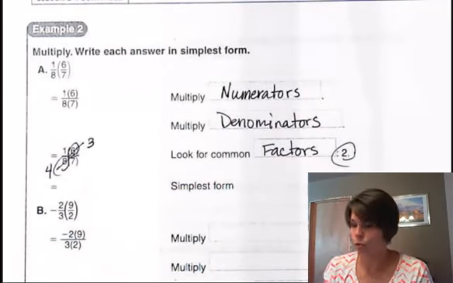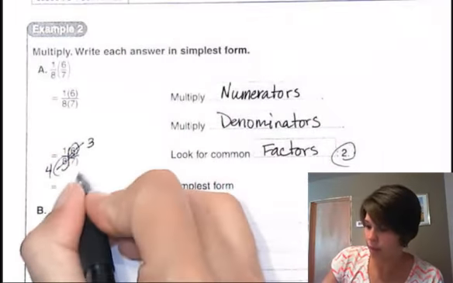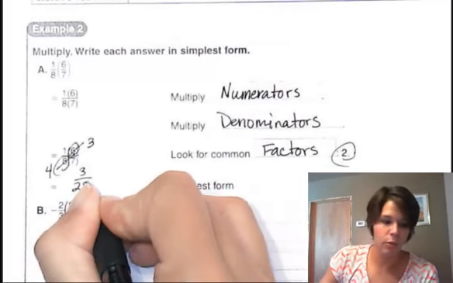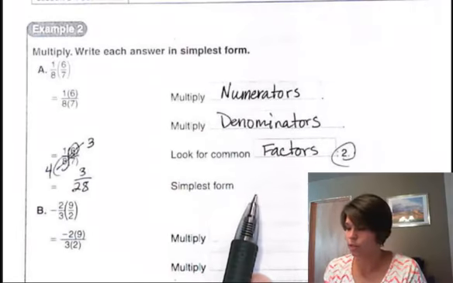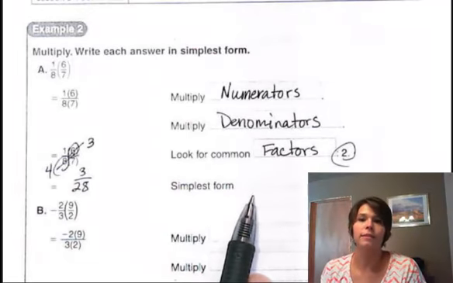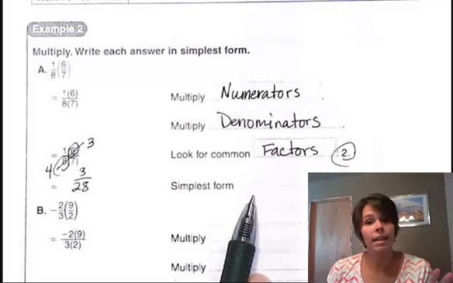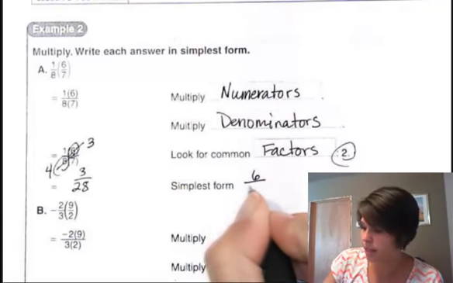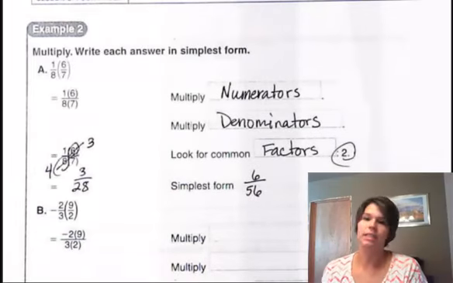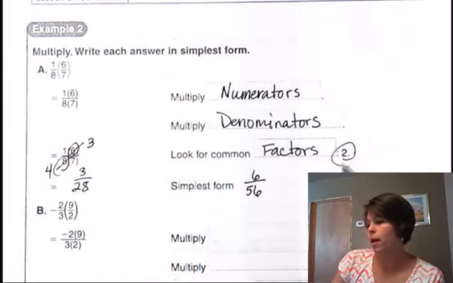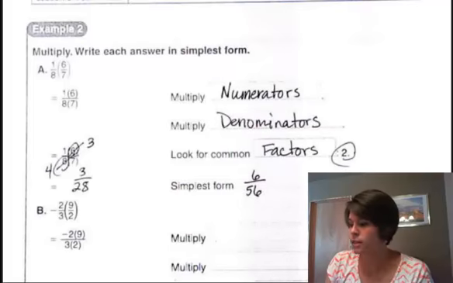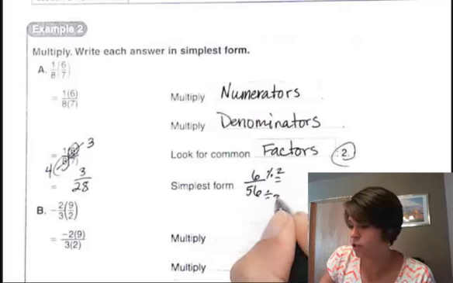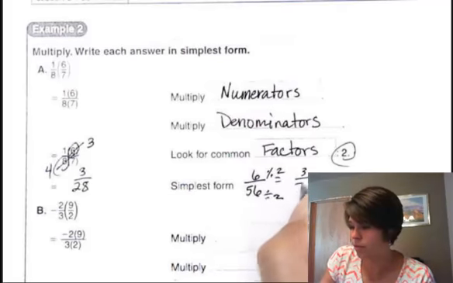Now I'm going to multiply. So 1 times 3 is 3, and 4 times 7 is 28. So my simplest form I already have, 3/28. Now, if I hadn't taken out my common factor, I would have ended up with 1 times 6 is 6, and 8 times 7 is 56. And at that point, my common factor would be 2, and I would simplify it, divide them both by 2, and end up with 3/28.